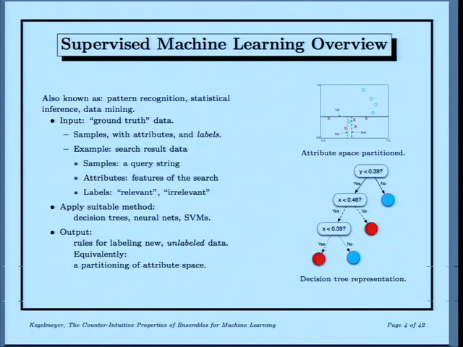And I've only got two kinds of things, blue circles and red x's. And the fact that I'm showing them as blue circles and red x's means that this is training data. This is data I know the truth about.